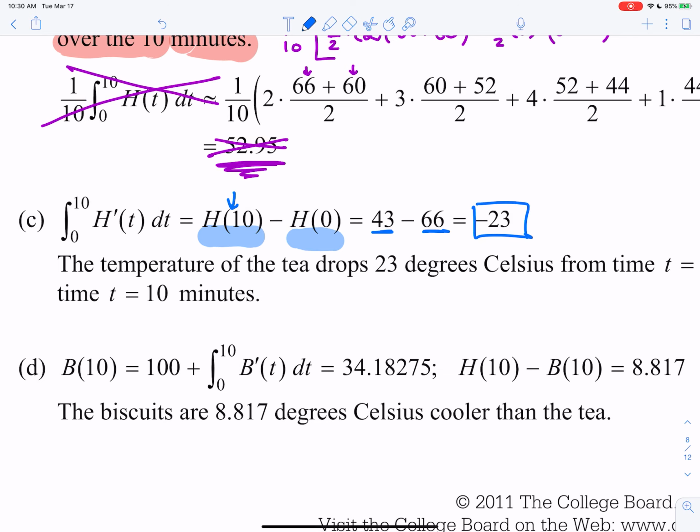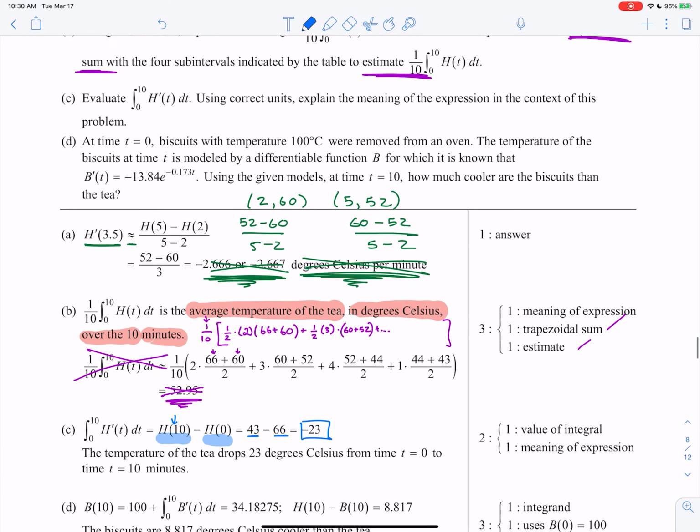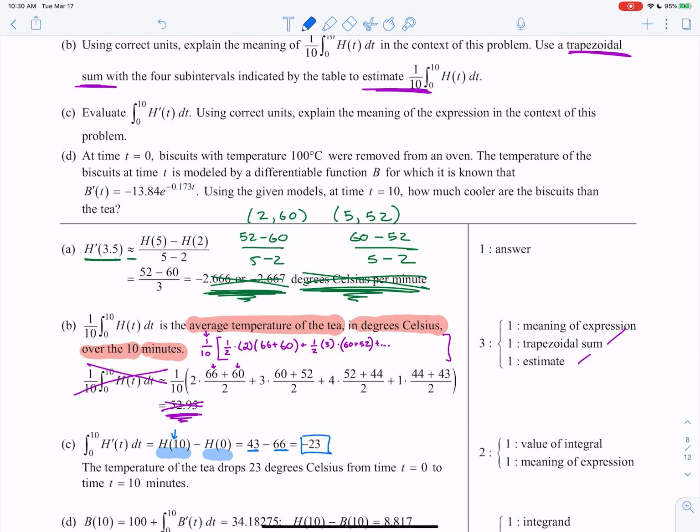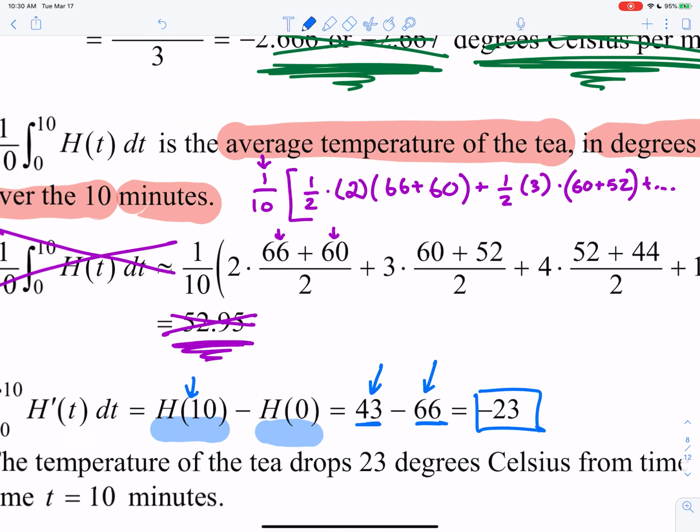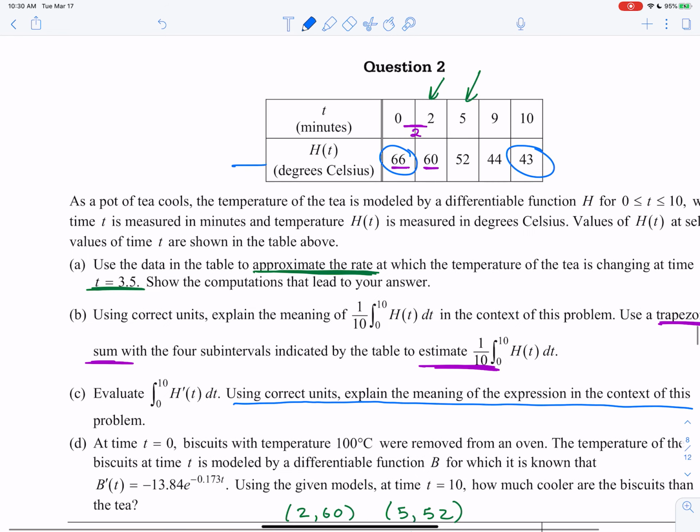If you guys ever have issues with context, okay, it's important to look at what you're dealing with here. Notice how they're asking you to use correct units to explain the meaning of this. So just ask yourself, what does 43 and 66 mean? If you look at the table, it represents degrees Celsius, which is a form of temperature, in this case of the tea. So when you're subtracting 43 and 66, you're just finding the change in temperature over the course of 10 minutes.